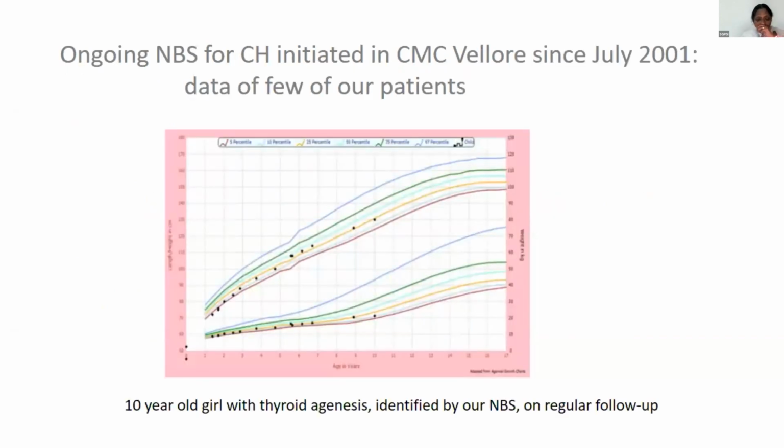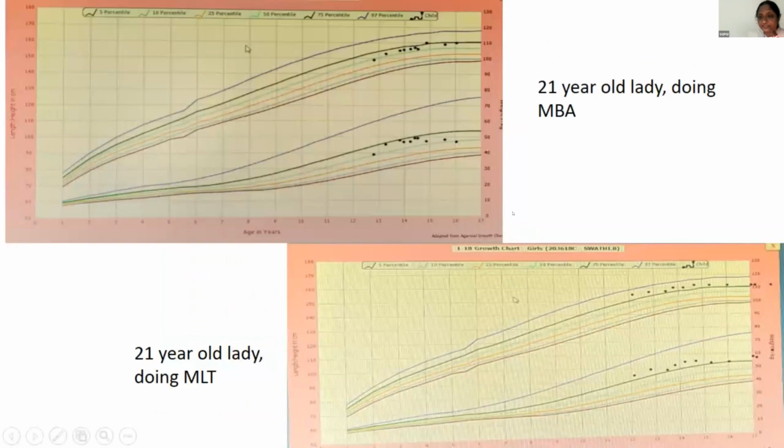I just looked. Newborn screening has been going on from July 2001. So it's almost 22 years now. The first few children are almost 21 and 22 years. So I looked at the data of a couple of those children. This is a child, 10 years old now, diagnosed in our newborn screening program with thyroid agenesis, and she's on regular follow-up. As we can see here, her growth is normal and she is in an age-appropriate class. We have not done a formal development assessment.